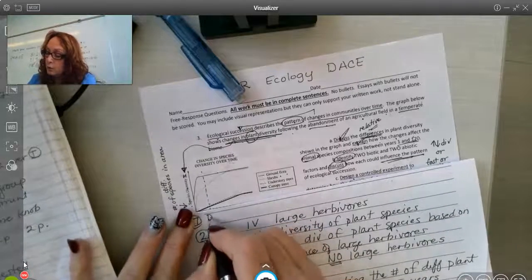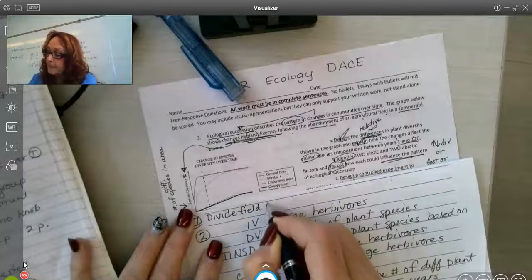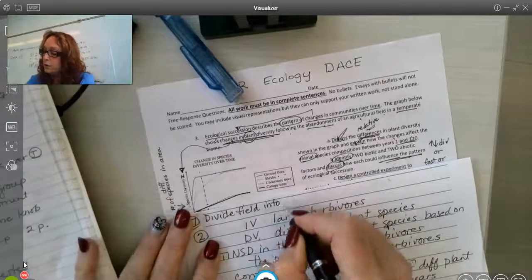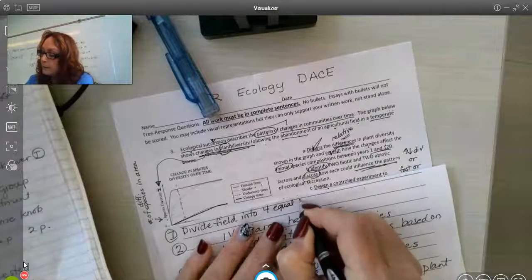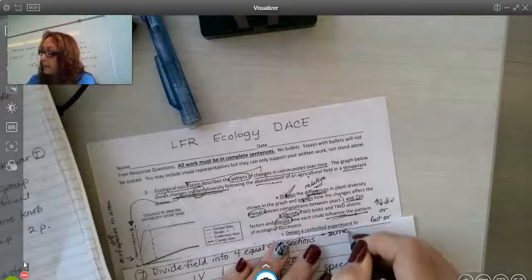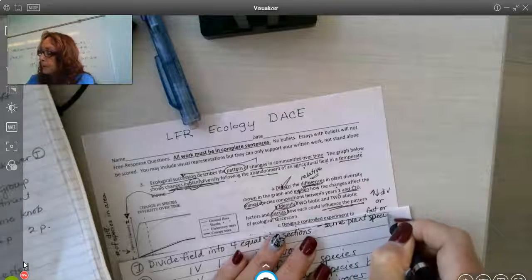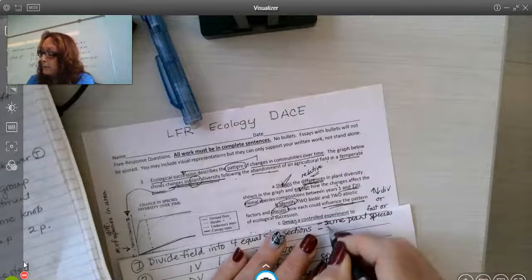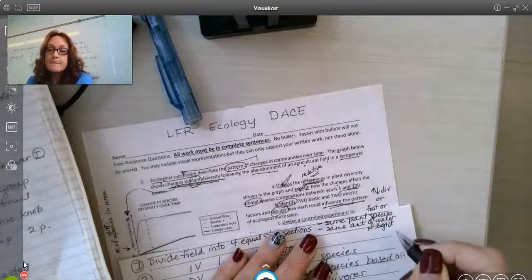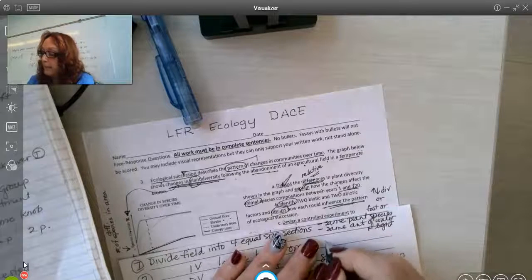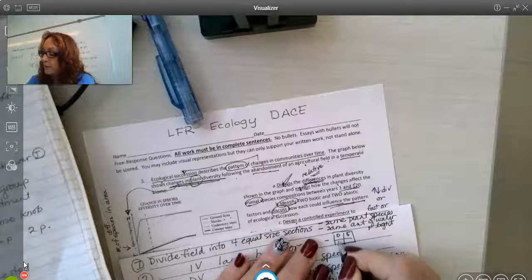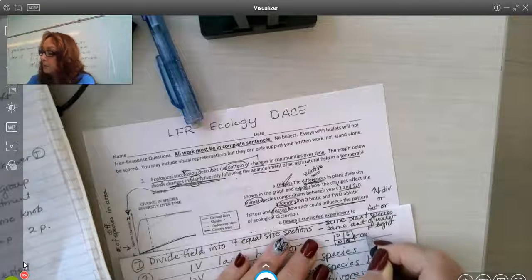So I'm going to divide the field, and I'm not going to do levels of treatment. I'm not going to have, I guess I could. Let's do it this way. Into 4 equal size sections. And this is what I want. I want them to have the same plant species present. I want them to have the same amounts of water and light. And then I could have in the 4, I could have 0, maybe 5, 10, and 15 cows on each one.